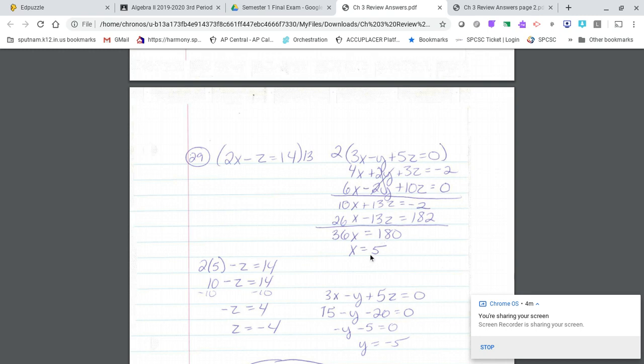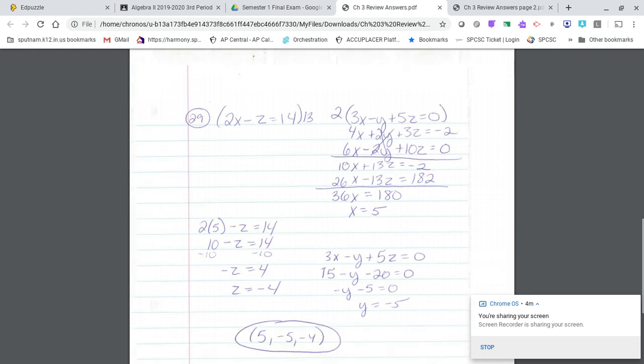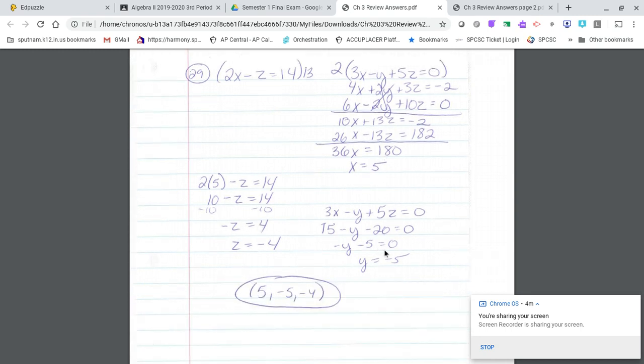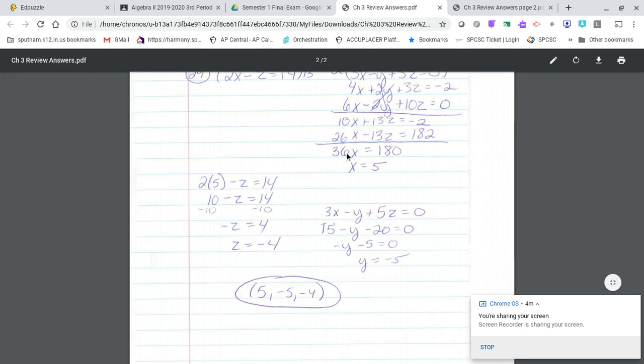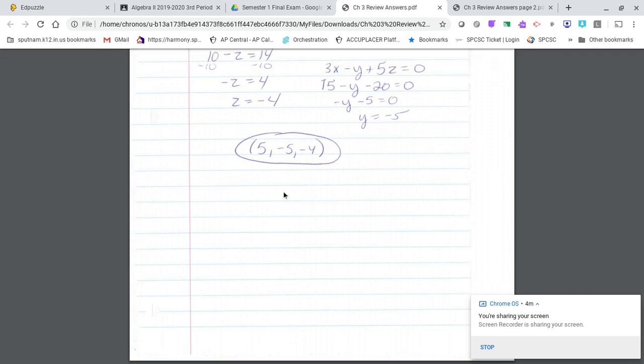And then once I got x as my answer, I plugged over here to get z. Once I got z as my answer, I plugged over here to get y. Again, when you get your answers, it should work in all 3 of the original equations. Okay, I think that's it.